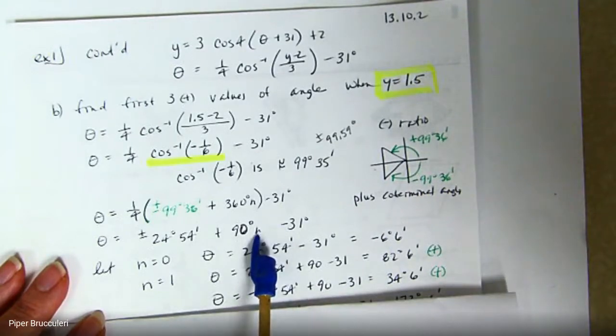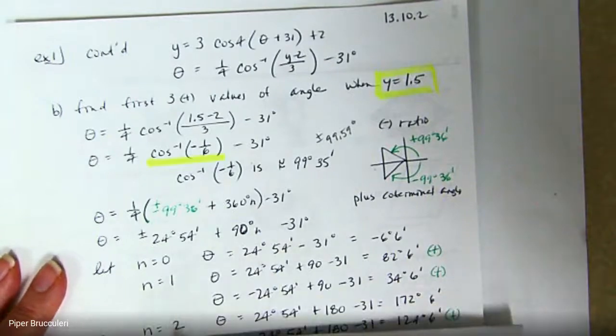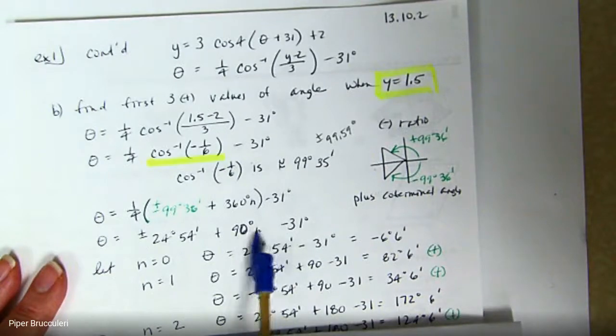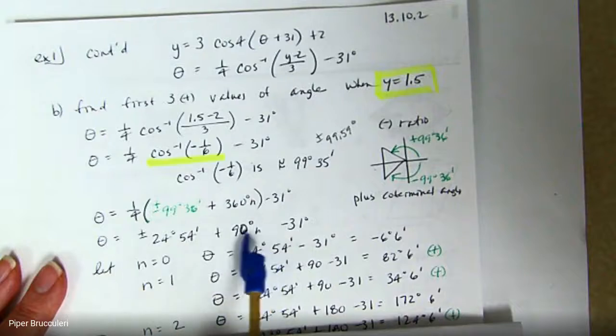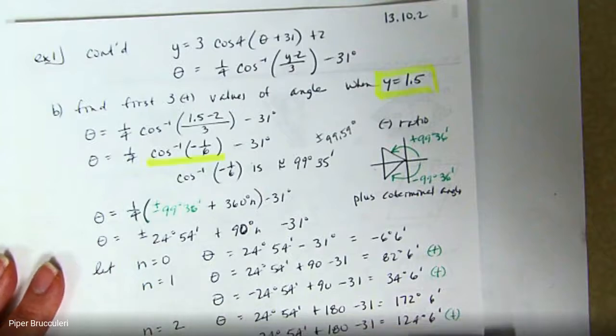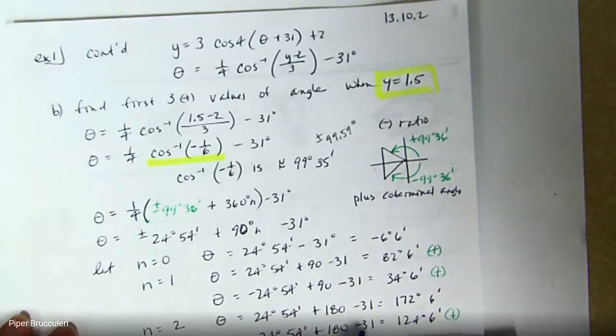Now I'm going to go to a second revolution, so I'm going to make n equal to 2. So n equal to 2 on the positive angle, 24 degrees and 54 minutes, plus now 2 n's, 2 revolutions, is actually going to be 180 degrees, minus the 31, and you'll get 172 degrees and 6 minutes. Then go to the negative angle and double that up again. So I'm going to put 2 in here with the adjustment of negative 24 plus 180 minus 31. So here's my negative angle plus 2 90s minus 31, and I get this.